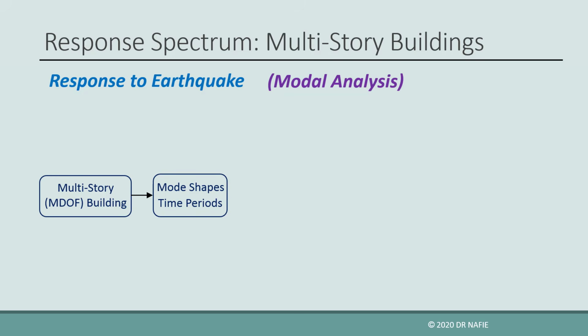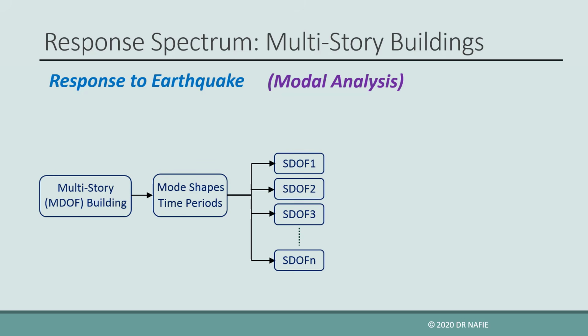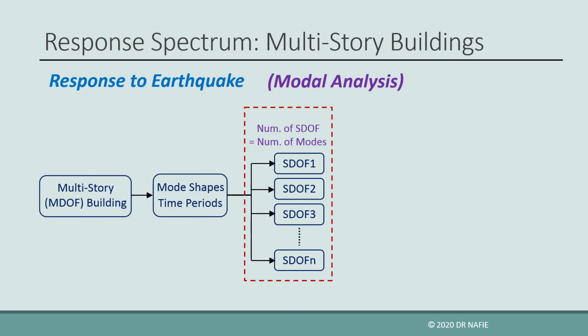The next step is to analyze the effect of the earthquake loading on the building several times, each time assuming that the building is following one of the mode shapes. When the building is following a definite mode shape, then it will act as a single degree of freedom building. Therefore, in this step, in effect, we are converting the multi-degrees of freedom building to a number of single degree of freedom systems. The number of single degree of freedom systems is equal to the number of mode shapes.